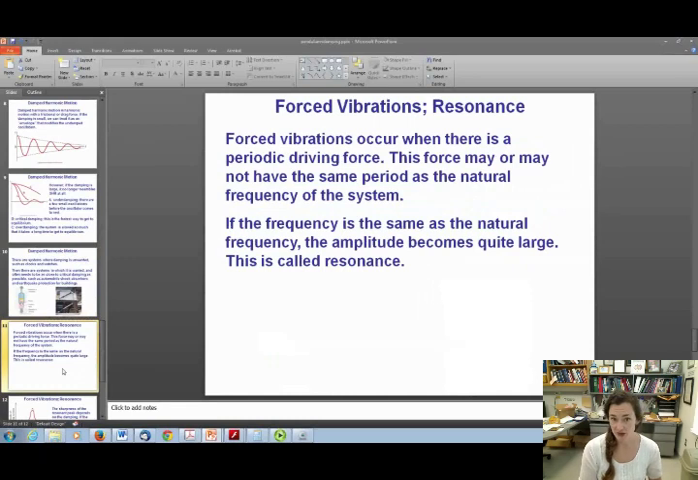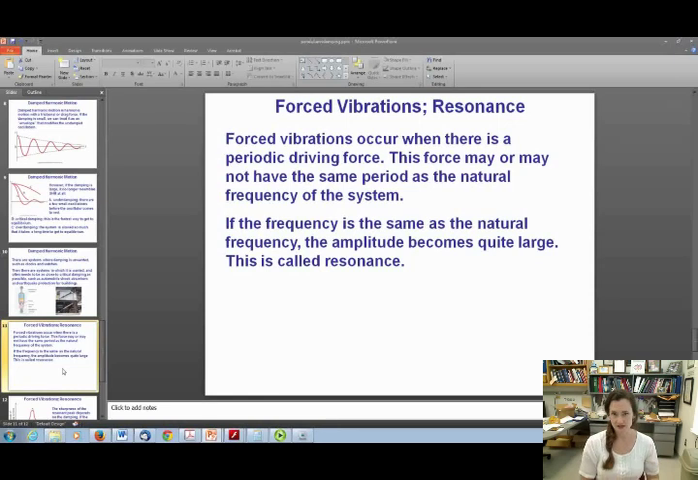There's one other topic here about damping, and that's forced vibrations. Forced vibrations occur when there's a periodic driving force. And this force may or may not have the same period as the natural frequency of the system. If the frequency is the same as the natural frequency of the system, then the amplitude of oscillation will get a lot bigger, and that's called resonance.